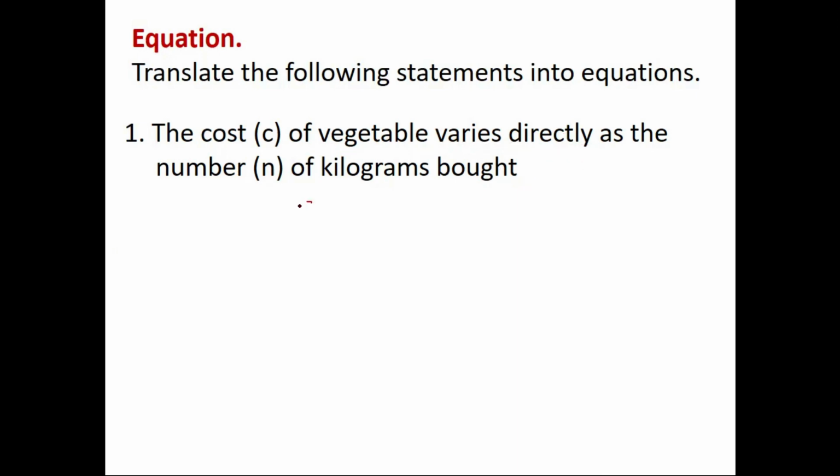The cost of vegetable, which is denoted by lowercase letter c, varies directly as the number of kilograms, both, denoted by lowercase letter n. These are now the two variables. And don't forget the constant term. So this is now the equation.